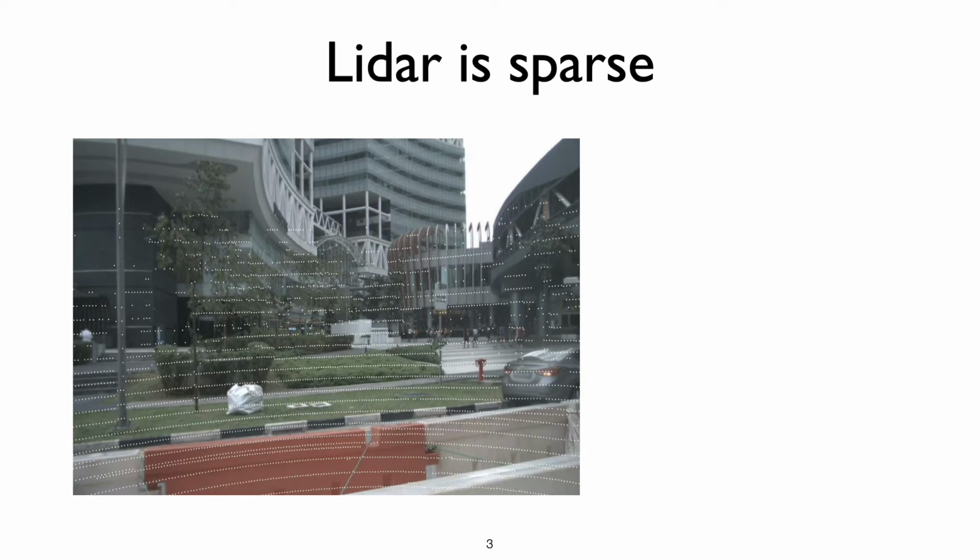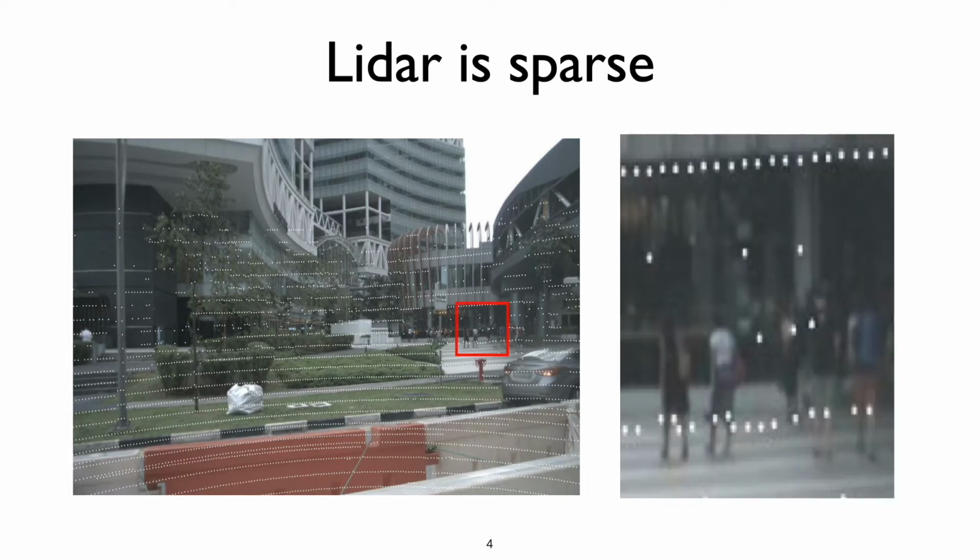We know that LiDAR measurements are often sparse. Specifically, here we project LiDAR points onto the camera images. We can see that for faraway objects, like these few pedestrians on the right, they often only contain 3 or 4 LiDAR points per object. It is extremely challenging to differentiate these few LiDAR points from background points on the ground or estimate any box attributes like exact locations or dimensions.